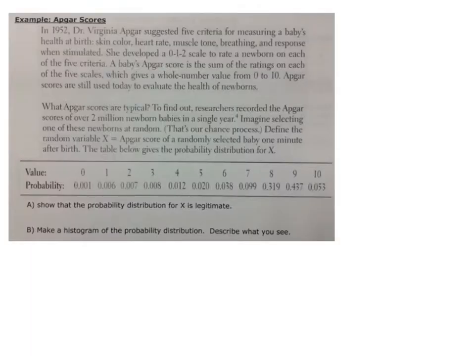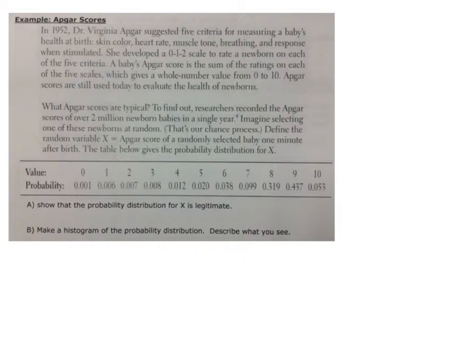Okay, let's look at an example of this. The example here is with Apgar scores. In 1952, Dr. Virginia Apgar suggested 5 criteria for measuring a baby's health at birth: skin color, heart rate, muscle tone, breathing, and response when stimulated. She developed a 0-1-2 scale to rate a newborn on each of the 5 criteria. A baby's Apgar score is the sum of the ratings on each of the 5 scales, which gives a whole number value from 0 to 10. So there's no in between here. These are discrete values. They can't get a 0.75. They can get a 0, a 1, or a 2.